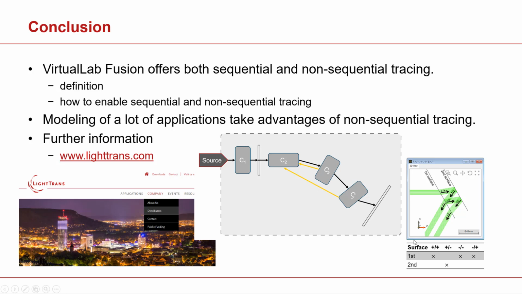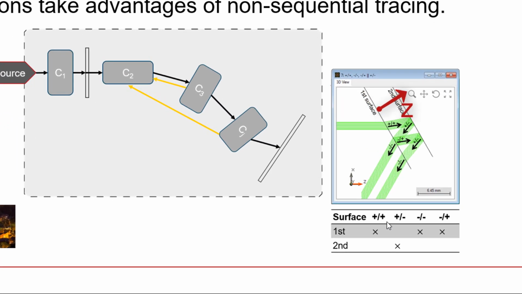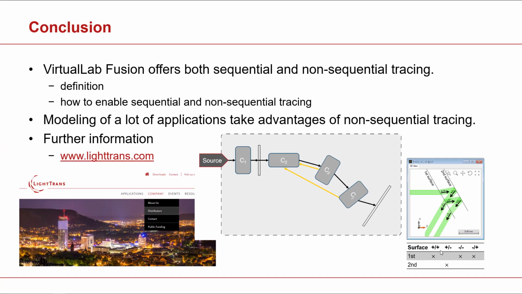We can always define the 4 different channels on each surface or component: plus plus, plus minus, minus plus, and minus minus. And the definition of different channels depends on the z-axis of the local coordinate system of the surface or component, not the global one. And very important, the channel concept makes the definition of sequential and non-sequential very flexible. So we just need one optical setup and we can easily switch between sequential and non-sequential modeling.